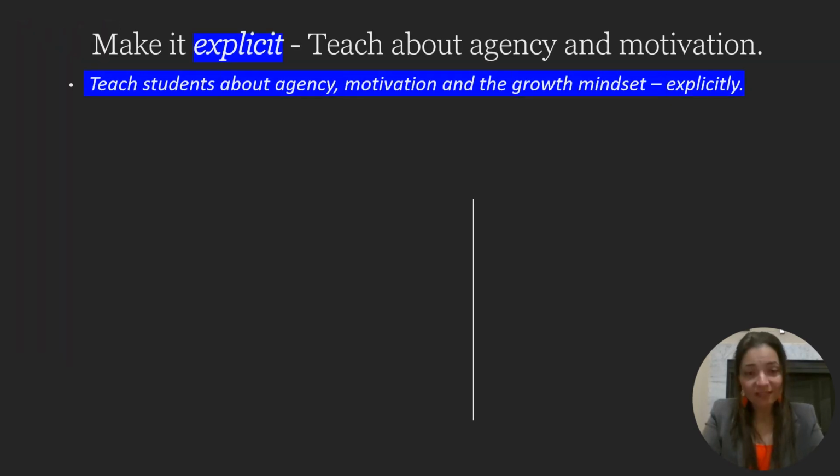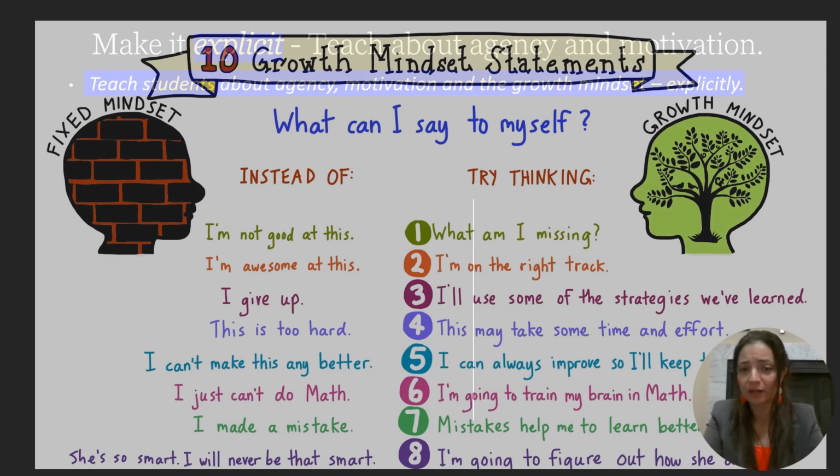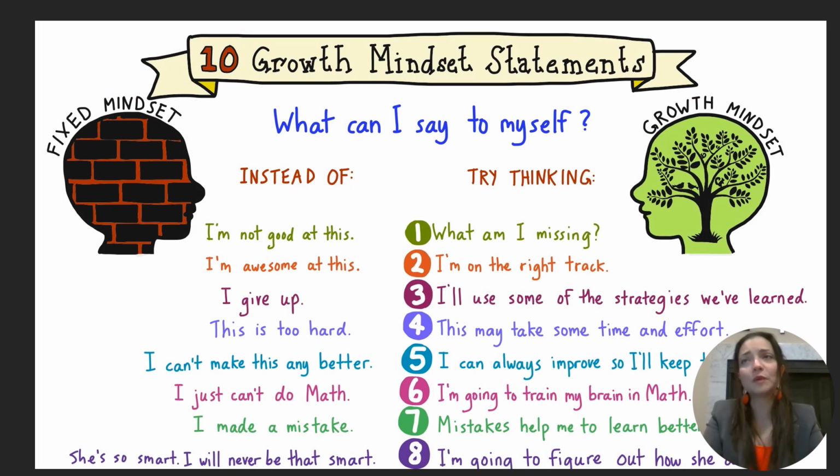It's all about small steps, and here are some ways we can work around these barriers. First of all, let's teach students directly and explicitly about agency and motivation. Let's show them the difference between a fixed mindset and a growth mindset. Explain to them that knowledge, intelligence, and skills can be developed and that research supports that.